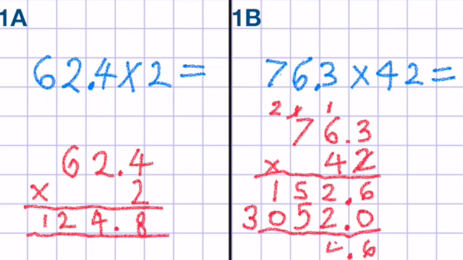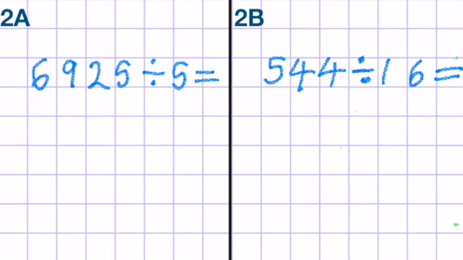That's 4. 5 add 5 is 10. So 0 there, carry the 1. 1 add 1 is 2, and then 3. So it's 3,204.6. Now we have got some division. We've got by 5 or by 16. Press pause while you do that.